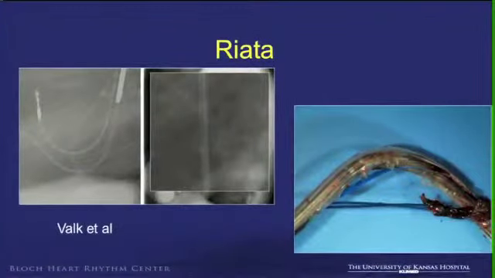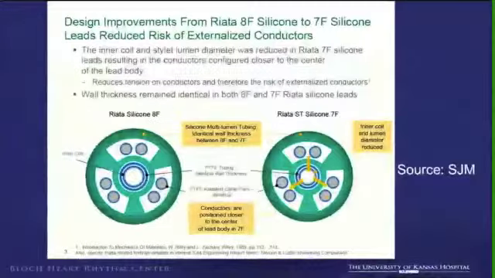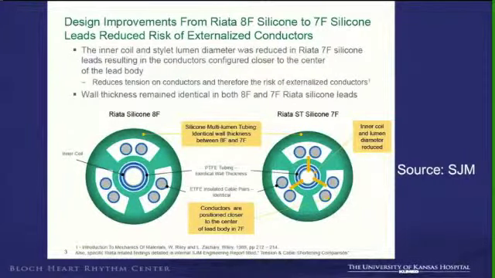I'll show you. This is the X-ray. I don't know if you can see it from there, but the conductor cables extrude through the insulation, which is made of silicone, and on the right side is a redemonstration of the same. There has been some change in the design from the silicone 8 French RIATA leads to the 7 French ST leads, where the lumen has decreased and all the conductor cables are pulled towards the center, adding stability to the lead.